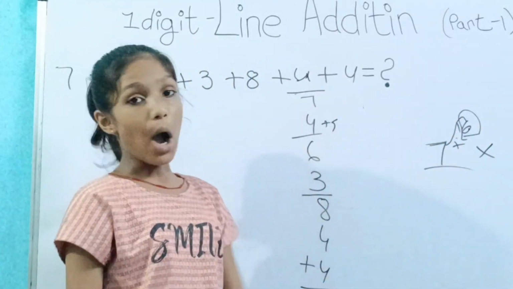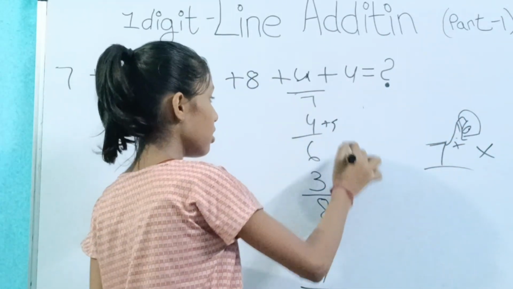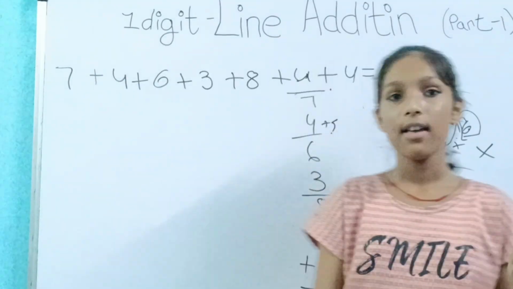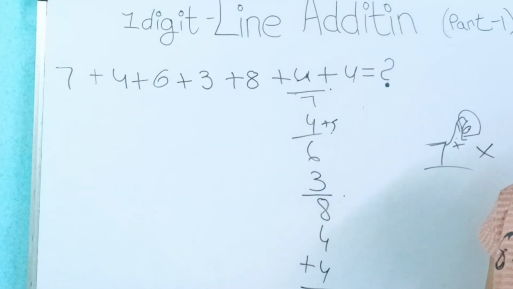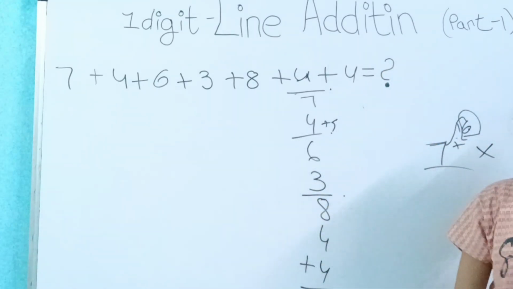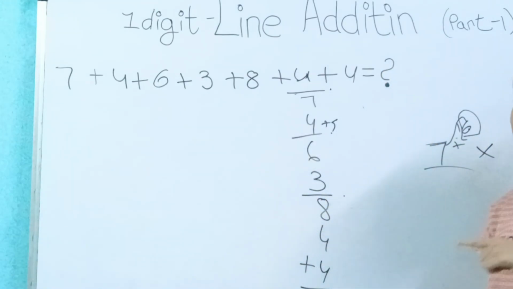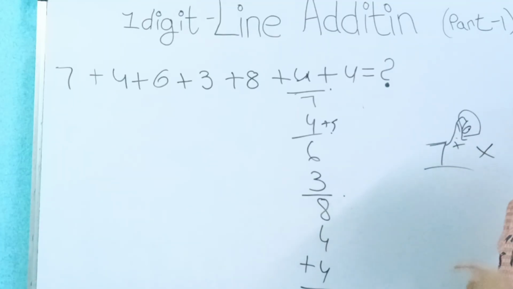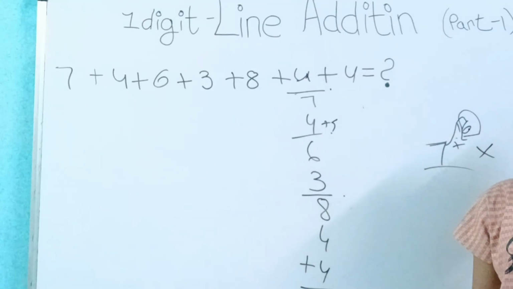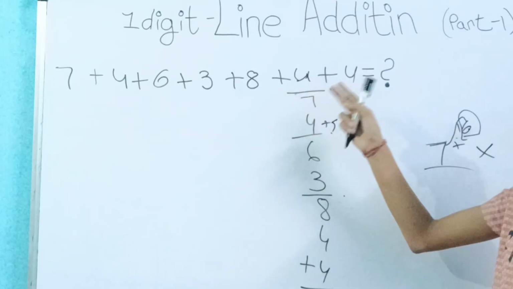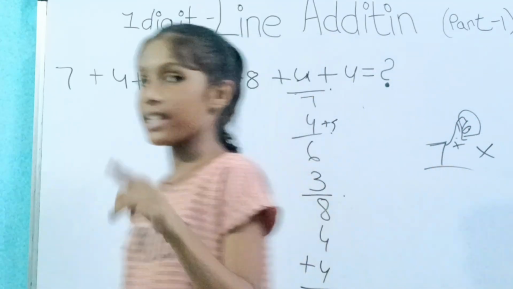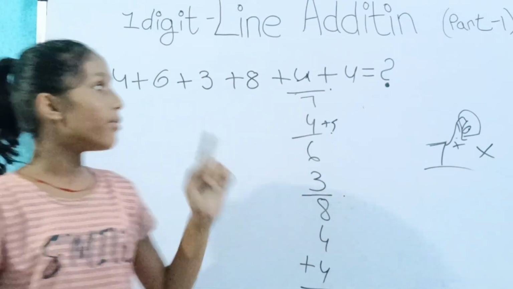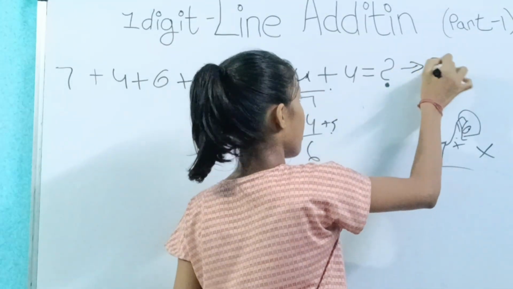Now here, count the dashes. How many dashes are there? 1, 2, 3. There are 3. And we are getting 36. So to check if the answer is correct, you will do 7 plus 4 plus 3. So 7 plus 4, we are getting 11. 11 plus 6 is 17. 17 plus 3, 20. 20 plus 8 is 28. 28 plus 4 is 32. 32 plus 4 is 36. So the answer is 36. And by using this trick, we are getting 36. So the answer of this is 36.